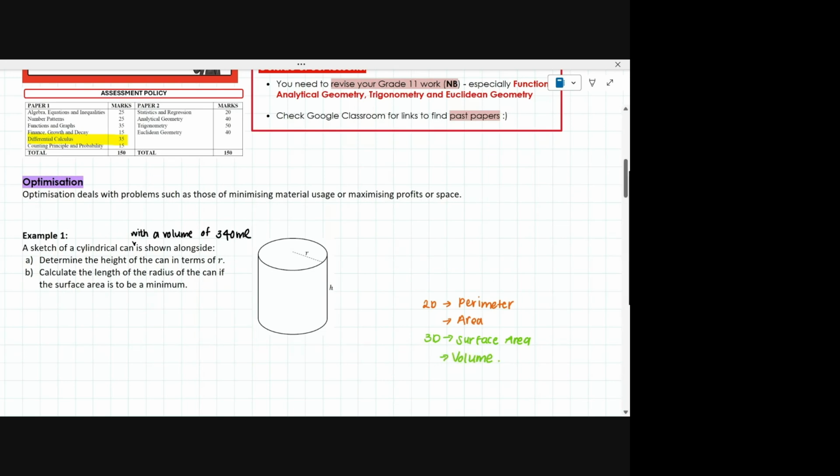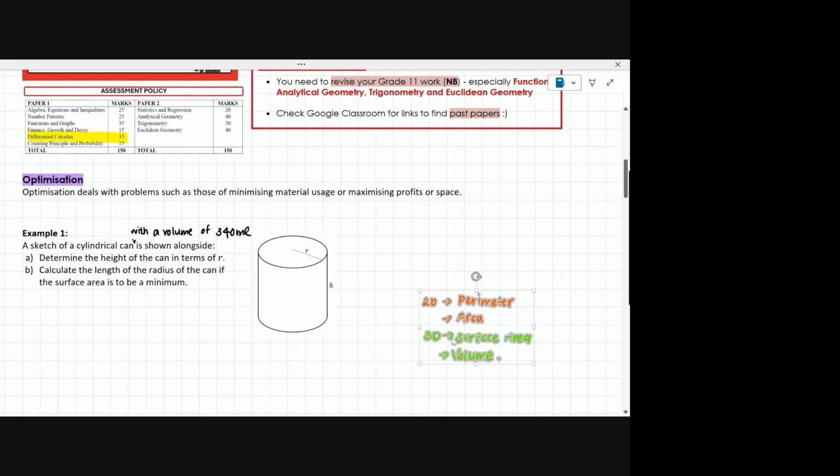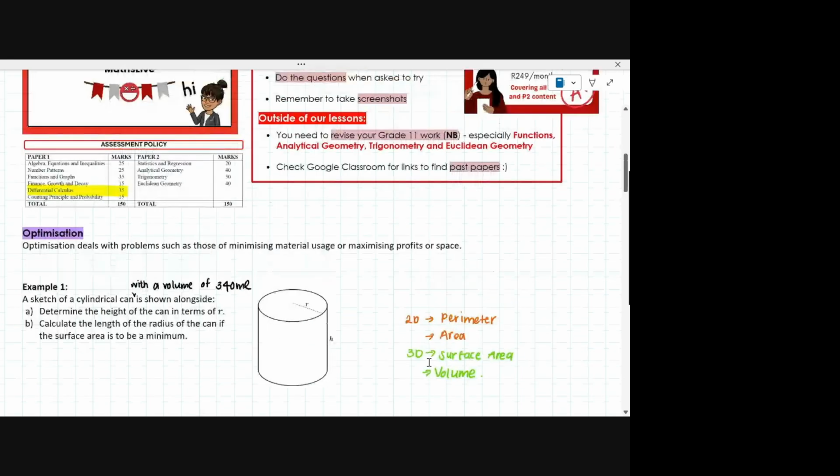Now, often what is going to happen is I'm going to give you a piece of information. So over here, I have said to you the volume of the can. I've given you volume. And so when you start with these questions, and this is my little tidbit, hopefully it's helpful: start with the information you've been given.